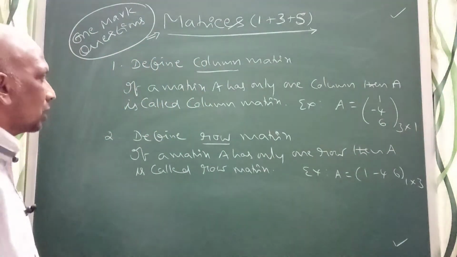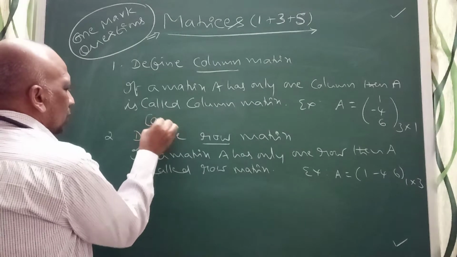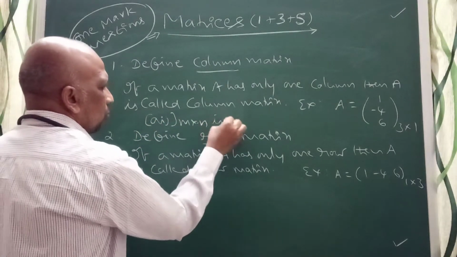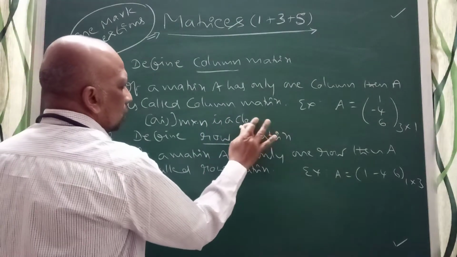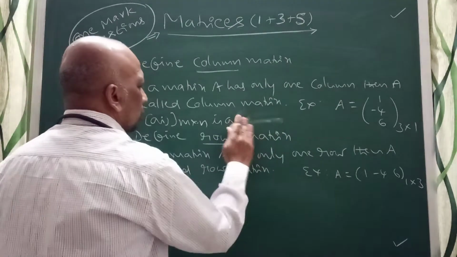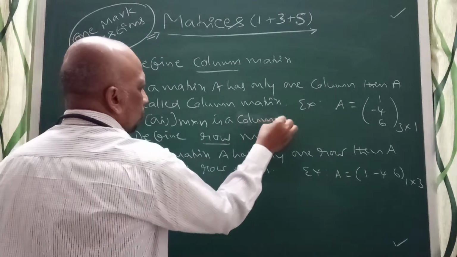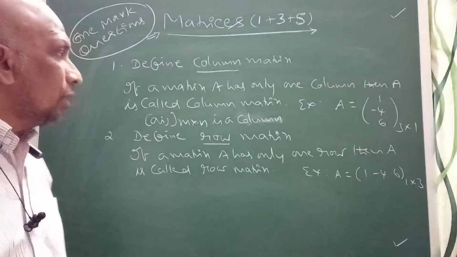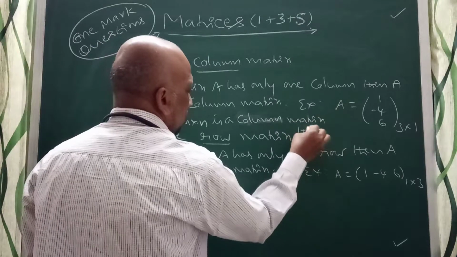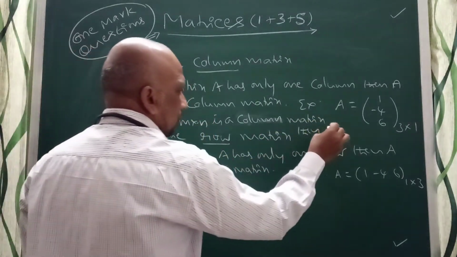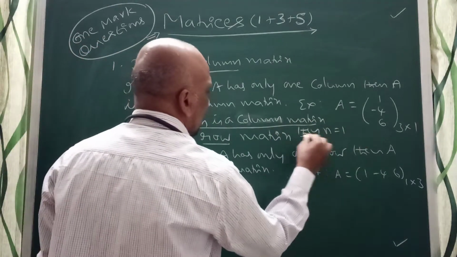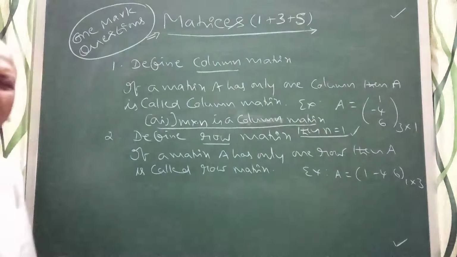Sometimes they ask the same question like this. Suppose the given matrix A = [aij] of order m by n is a column matrix, then what about the n value? Then n is equal to 1, right? If A is m by n and is a column matrix, then n is equal to 1.